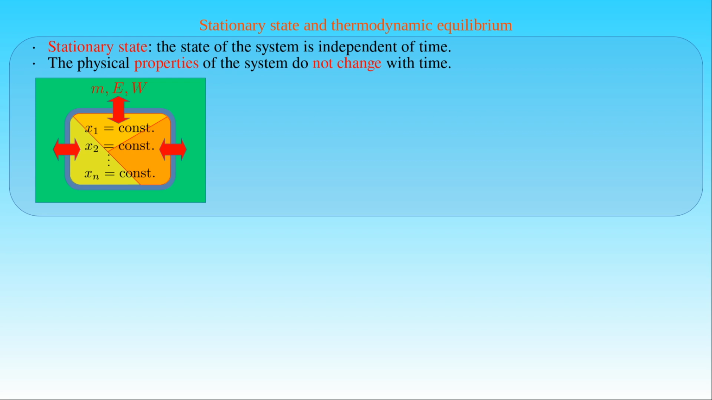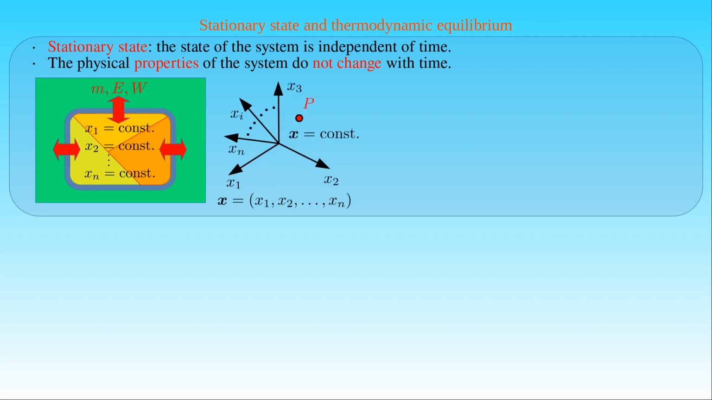If the point P represents the steady state in the n-dimensional state space, then the vector x constructed from the generalized coordinates of the system is a constant vector. As a result, the steady-state system will never leave this point during its time evolution, and the trajectory of such a system is only the point P representing its initial state in the state space.